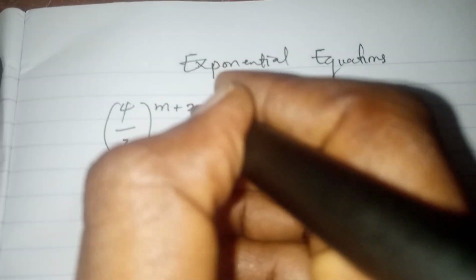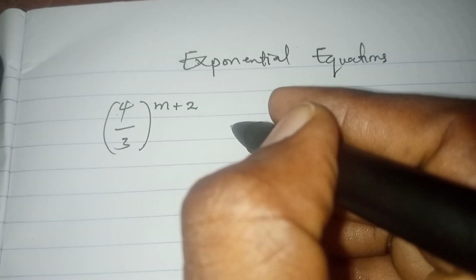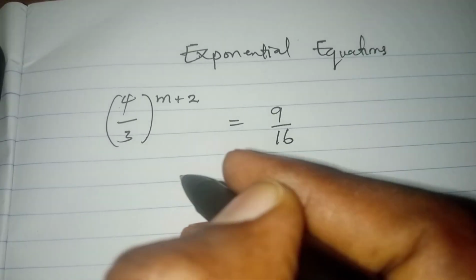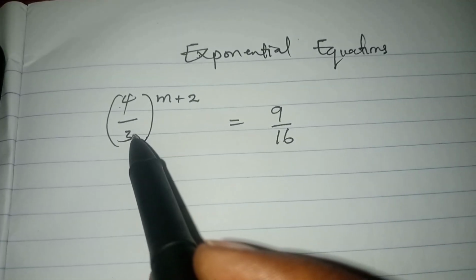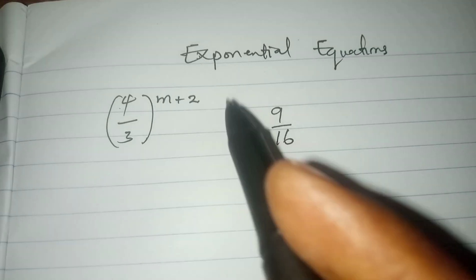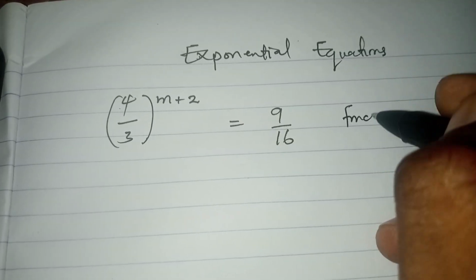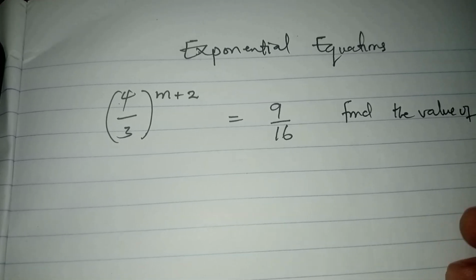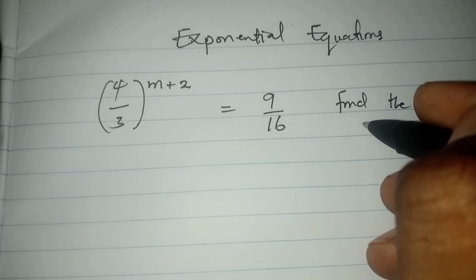So we have (4/3) raised to the power m plus 2 equals 9/16. Now, as you can see here, we have to find the value of m.